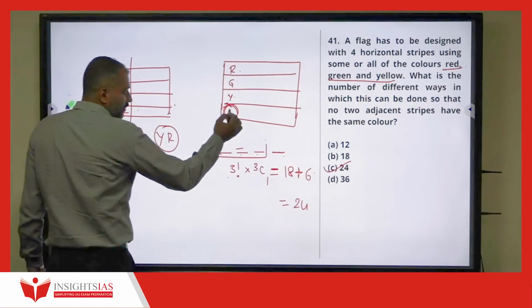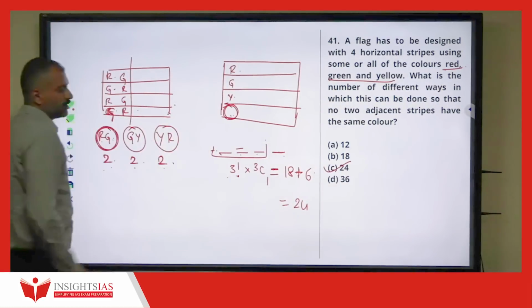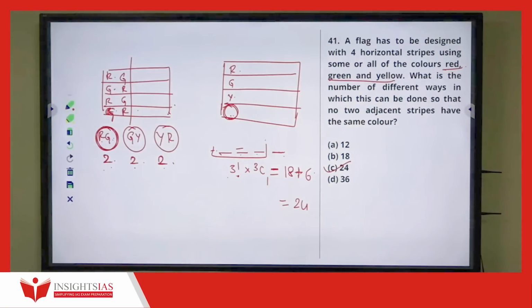For this position any color. Do not think that yellow means repetition. Yellow you can put here, red you can put here. In that case 3 factorial into 3C1.